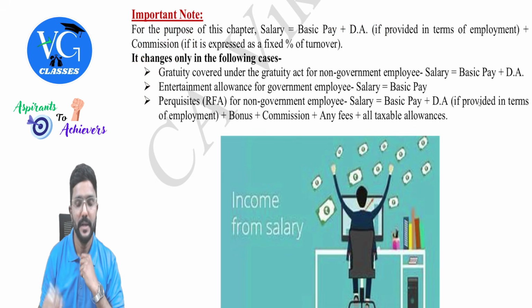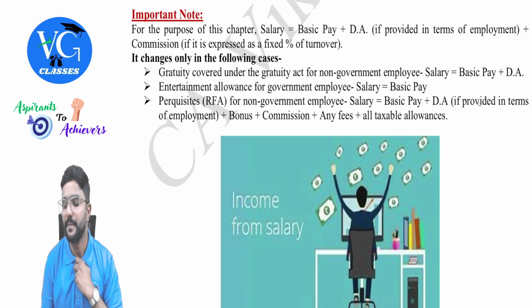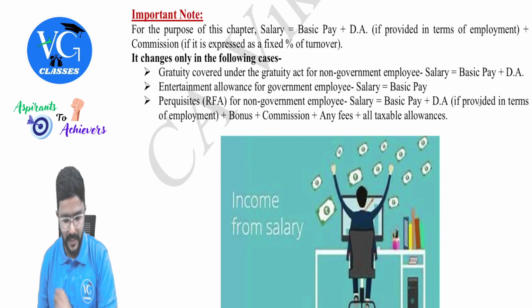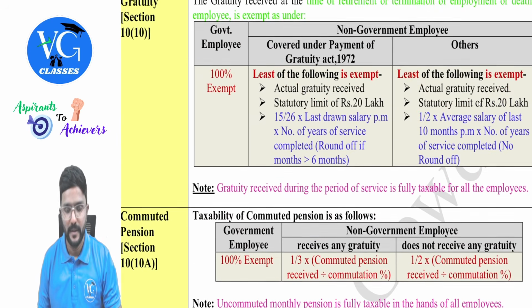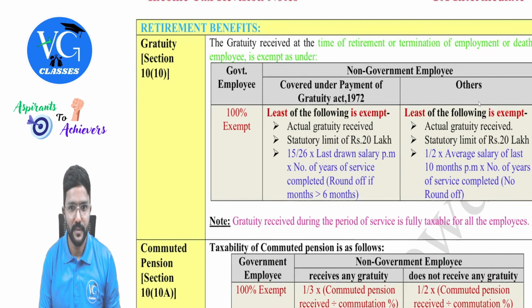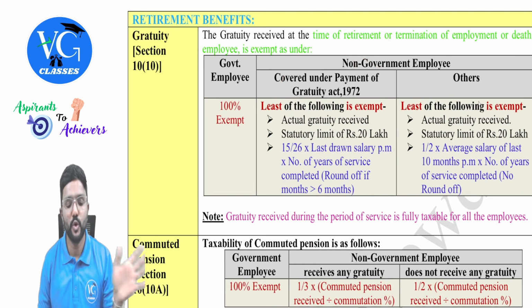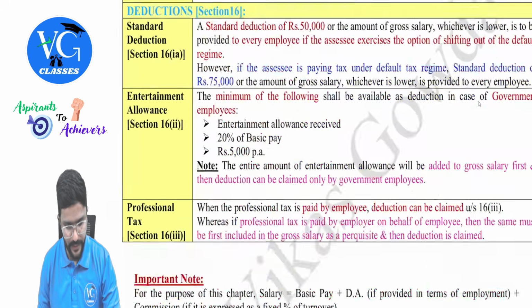One is gratuity covered under the Gratuity Act for a non-government employee. There, salary means what, guys? Basic pay plus DA. For example, I will just show you. Gratuity part, yes, this one, guys. For DA, no condition. For DA, no condition. Okay, sir.